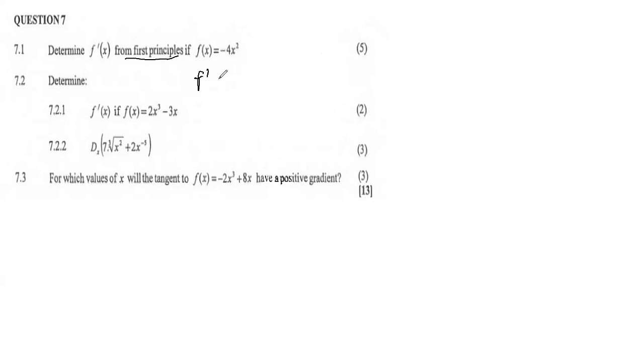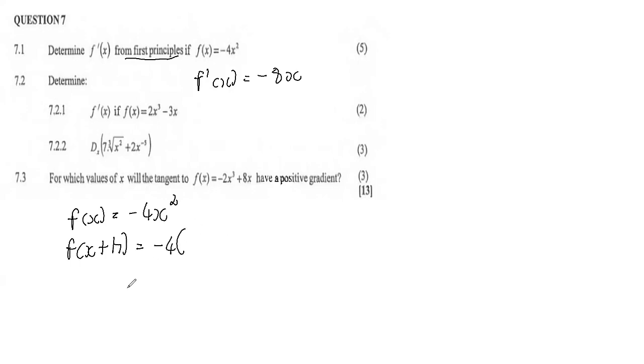So you have f prime x is equal to negative 8x, right? That's the first thing you want to do, and then you save that to the side. So you're not writing it, we are not answering the question as yet. Then you have your f of x, your equation of f of x, which is negative 4x squared. And right beneath, you want to write the equation for f of x plus h, right?